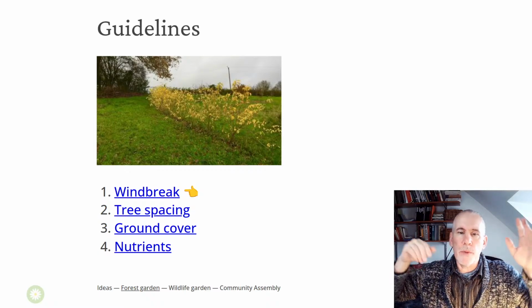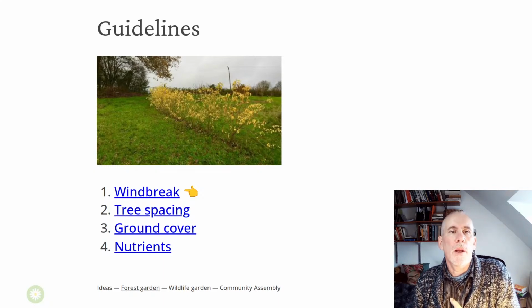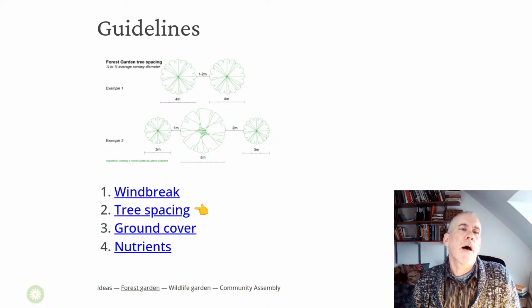And then with a windbreak hedge, you have to think about where you're planting them as well, and how high they get. It's always plant for final size.